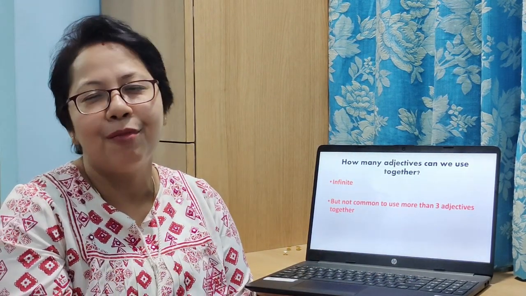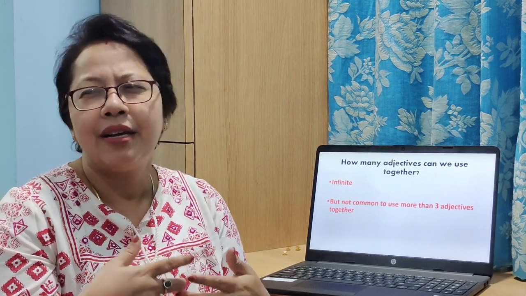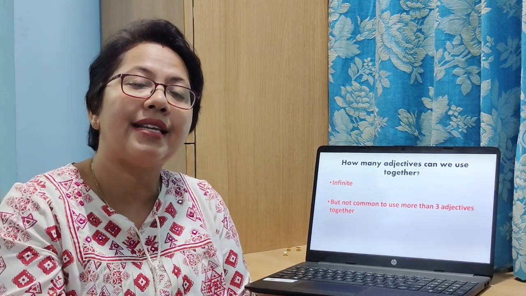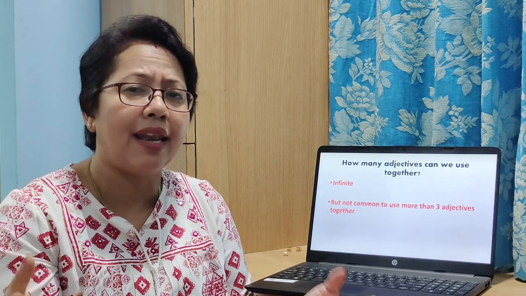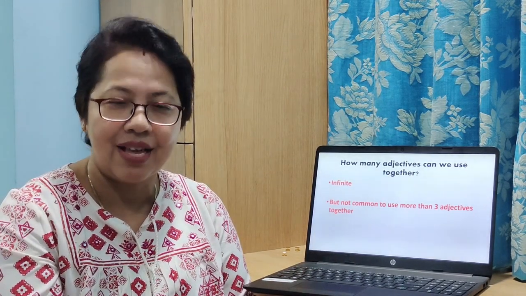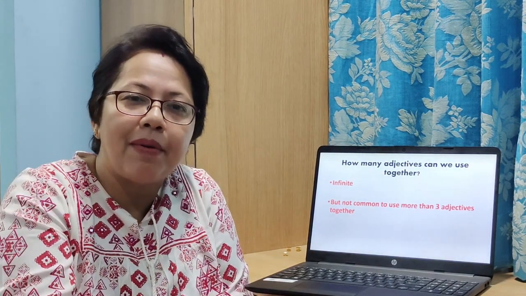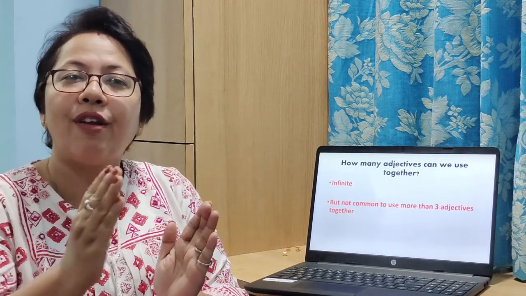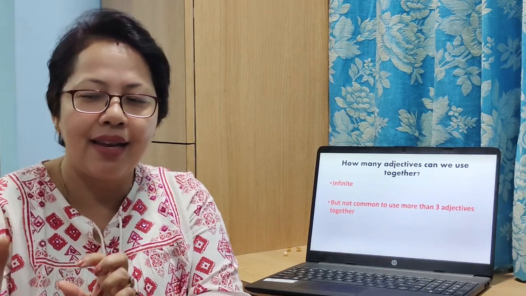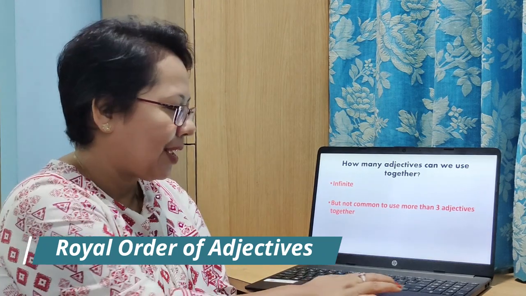Normally, I guess 3, not more than that. But when we talk about exams and academics, we might be given a sentence where there are many adjectives, and then comes in the idea of the royal order of the adjectives. How many adjectives can be there? Infinite. How can they be there in a sentence? What is the order they follow? What comes before what? And this is known as the royal order of the adjectives.